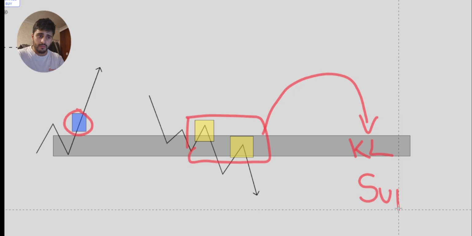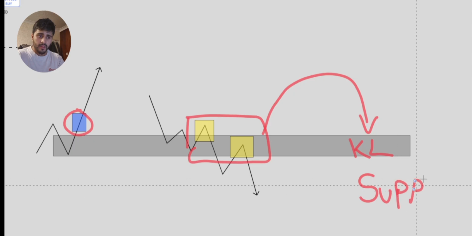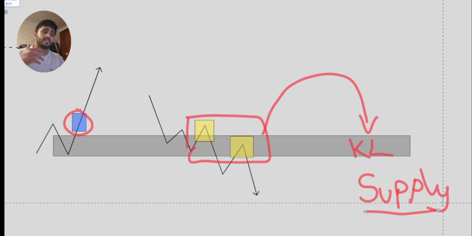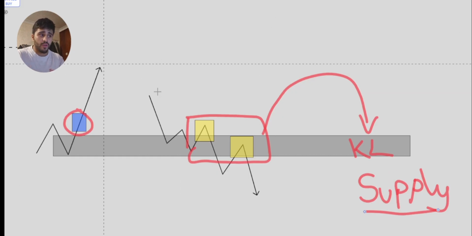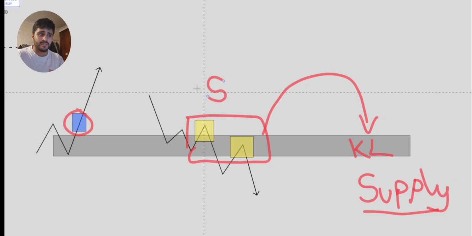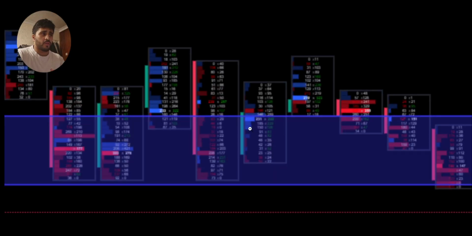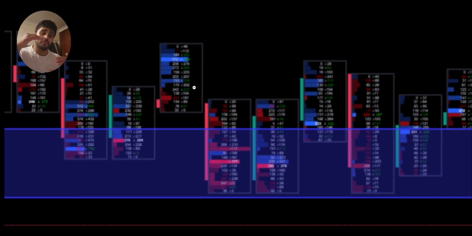It's a supply zone. So I'm just going to write supply. It is a supply zone. The reason the key level is a supply zone is because we can see that sellers were in control, right? Passive sellers were in control. I've made videos about what makes a passive seller. Essentially, when you see these buy orders, the buy orders are being absorbed by the passive sellers.